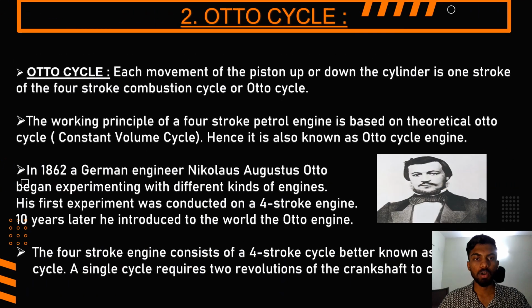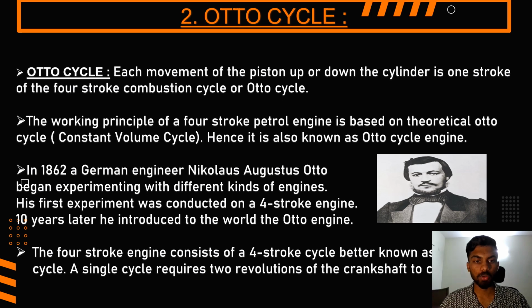Otto cycle. Each movement of the piston up or down the cylinder is one stroke of the 4-stroke combustion cycle or Otto cycle. The working principle of the 4-stroke petrol engine is based on the theoretical Otto cycle or constant volume cycle. Hence it is known as an Otto cycle engine.